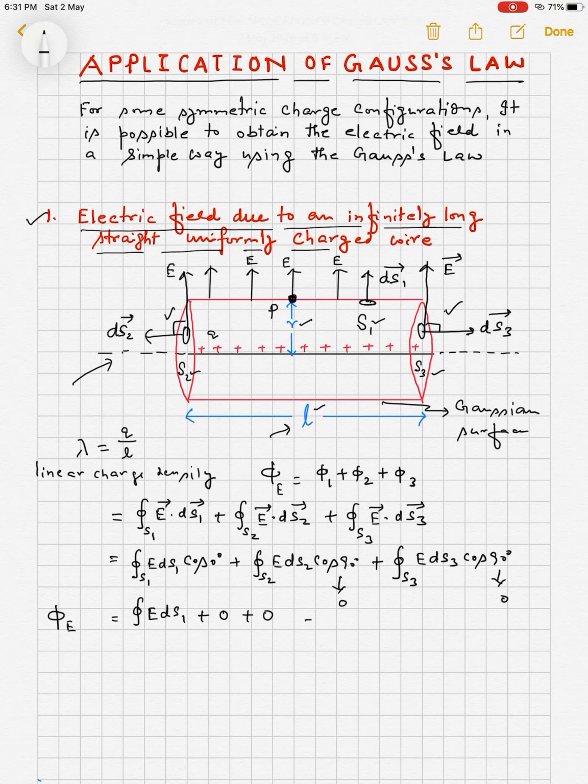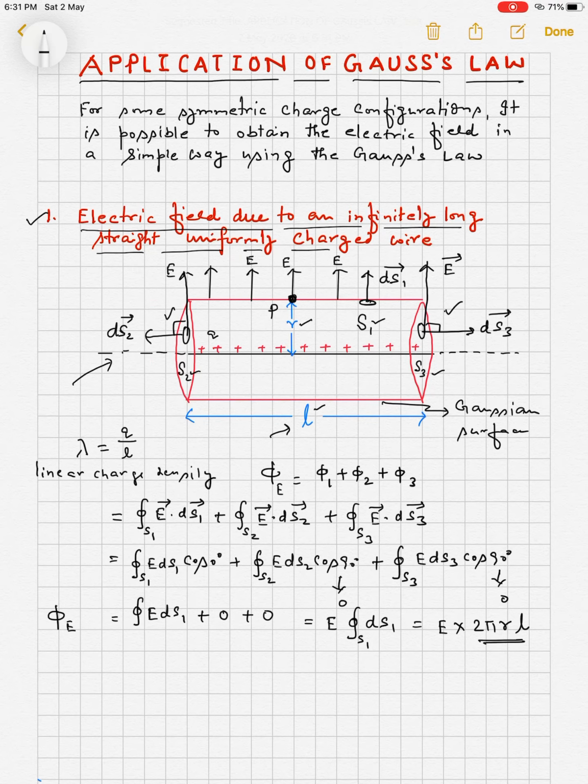So here we get E outside, integration over the surface S1 of ds1. ds1 is the small element of the curved surface, so the integration of this small element will be the curved surface area. So it becomes E into 2 pi R L. This is the curved surface area of the cylinder.